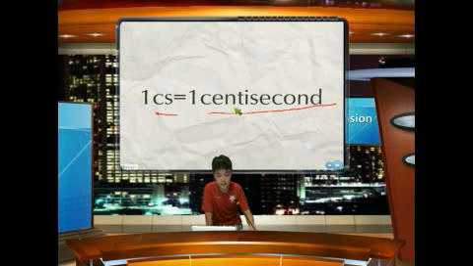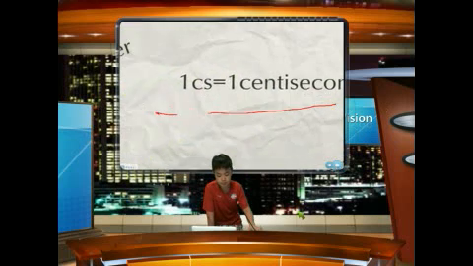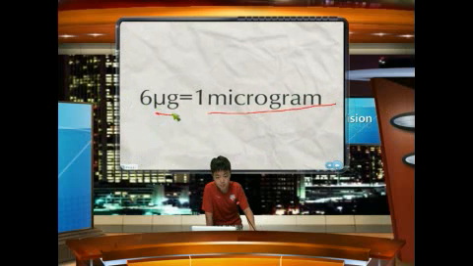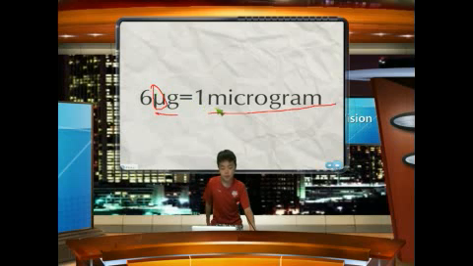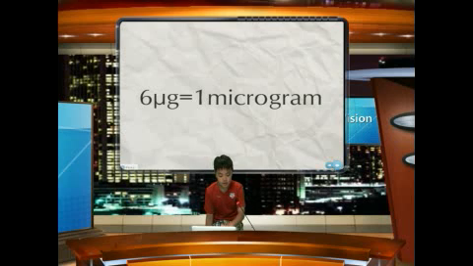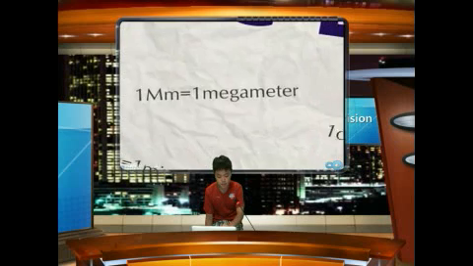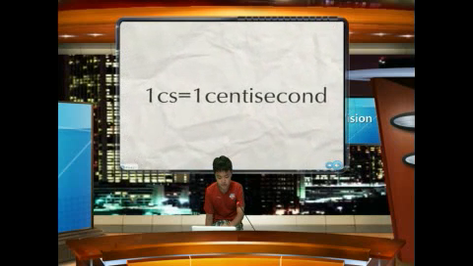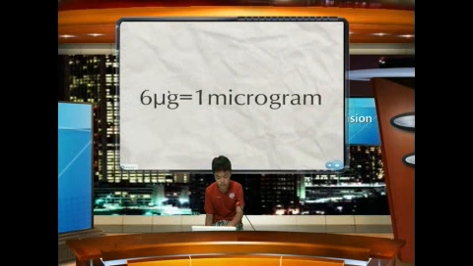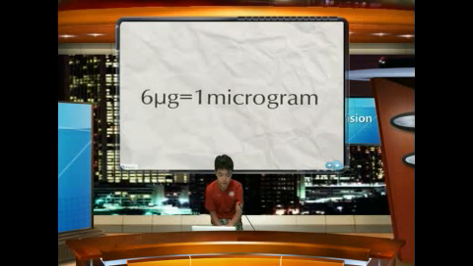Yep, cs is centisecond. Make sure you guys remember this u. It means micro, and this g, of course, is grams. And the one thing that you must remember is the very prefixes of these, which are the capital M in Mm, the c in cs, and the u symbol in ug.